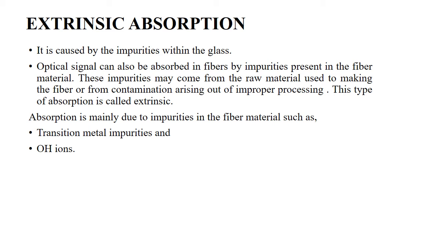Next, extrinsic absorption. Here optical signals can also be absorbed in the fibers by impurities present in the fiber material. These impurities may come from the raw materials used to make the fiber or from contamination arising out of improper processing. This type of absorption is called extrinsic absorption. It is mainly due to impurities in the fiber materials such as transition metal impurities and OH ions. Let me see them one by one.